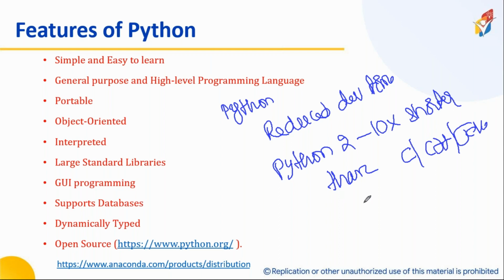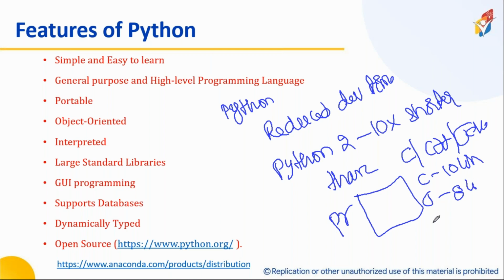What is the meaning of that? If I write a program in C, it may take 10 lines. The same thing, if I write in Java, may take 8 lines. The same thing in Python will be completed within 3 to 4 lines. That's what I will say. That means within a smaller number of lines of code, I can implement my application. That is called reduced development time.